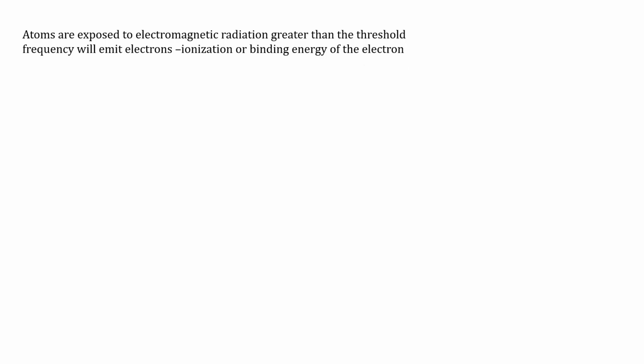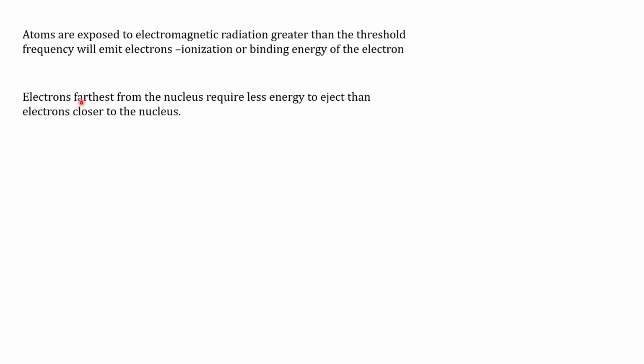But atoms generally have multiple electrons. So electrons that are farthest from the nucleus are going to require less energy to eject than electrons that are closer to the nucleus. Remember, you have an attraction between the electrons and the nucleus. The more the electrons feel that attraction, the more difficult it is going to be to remove them from the atom. Now, energy is always conserved.